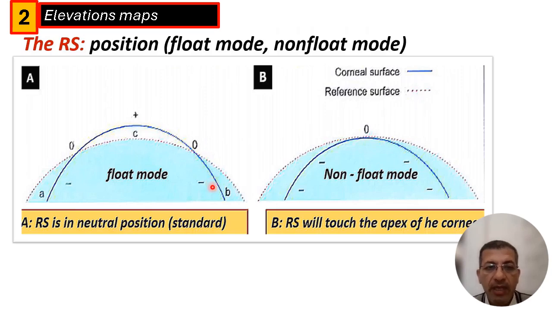Now, this reference surface or best fit sphere can be in a float mode or a non-float mode. The float mode means that there are no constraints, and the apex of the cornea will be above the reference surface. Any point of the cornea that is above the reference surface will have a positive value in microns, and any area below will have a negative value in microns. Similarly, the non-float mode means that the apex of the reference surface should touch the apex of the cornea, and all the points of the cornea will be below that reference surface.